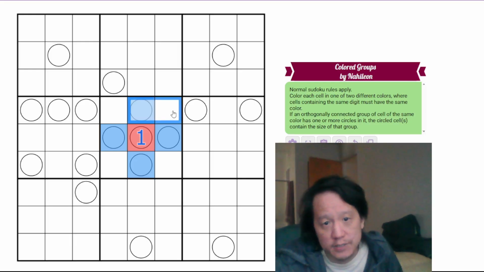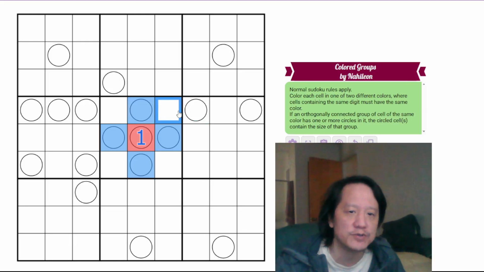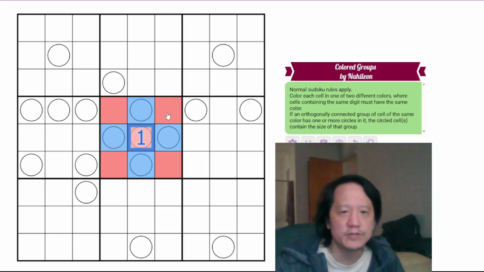These cannot connect because then they must be part of the same region. So these have to all be red. That means the blue has to go out this way, because it cannot be 1. Same with this blue, same with this blue, and same with this blue.